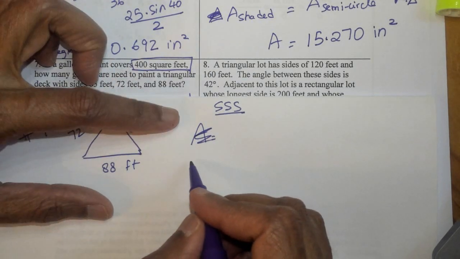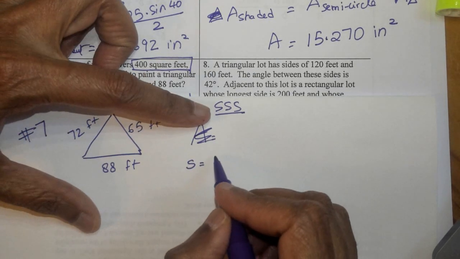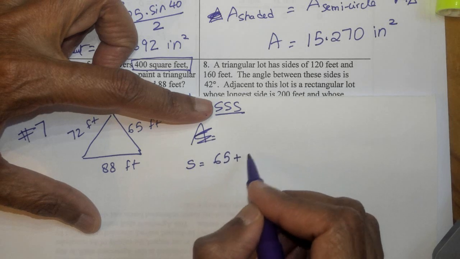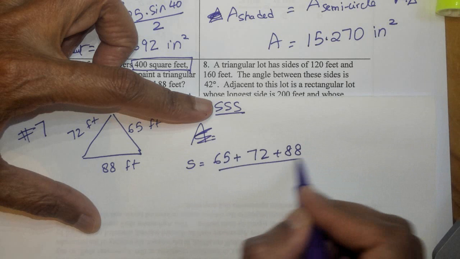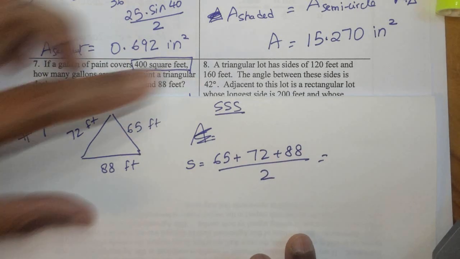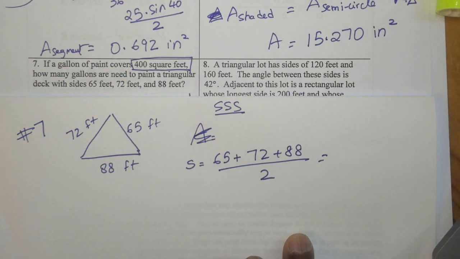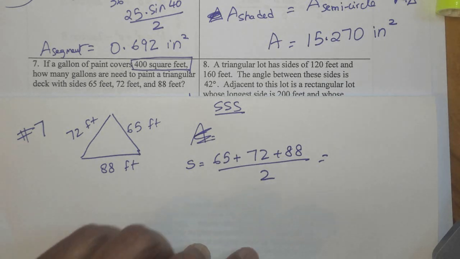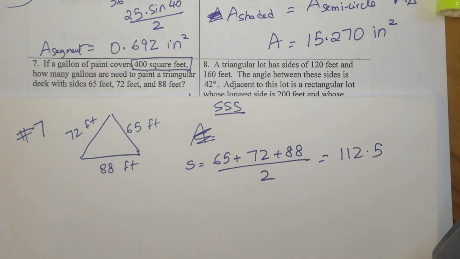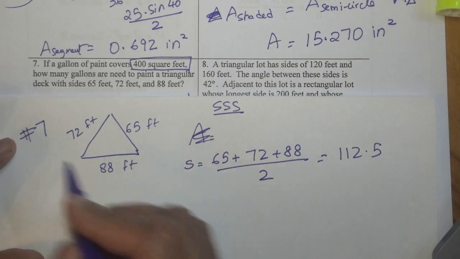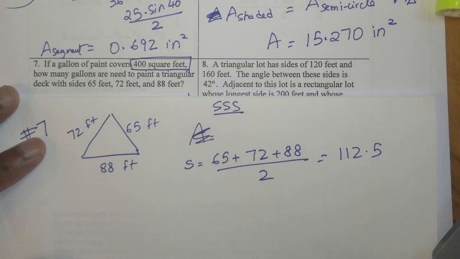Before I do that, I need the small s. Small s is going to be 65 plus 72 plus 88 divided by 2. Go ahead and please do the math and tell me what you get. Everybody okay? So that is the value of s. S is basically the semi-perimeter. Okay, now I'm all ready to find the area.